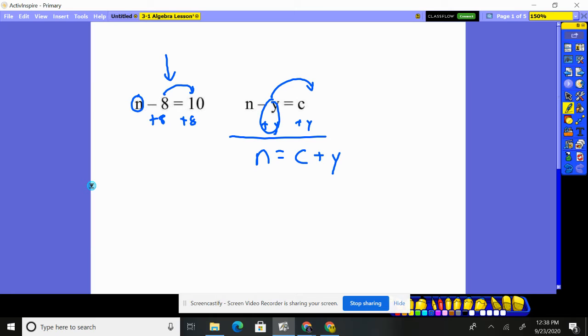In real life, we have equations sometimes, and we want to isolate a single variable. This is how we do it. We move everybody over to the other side.